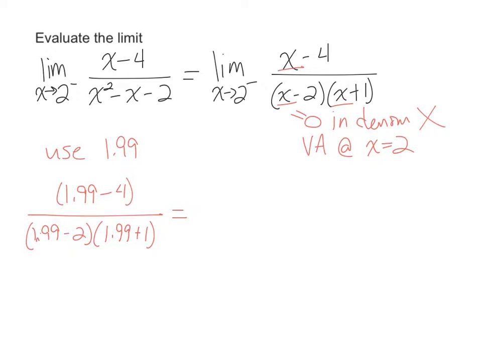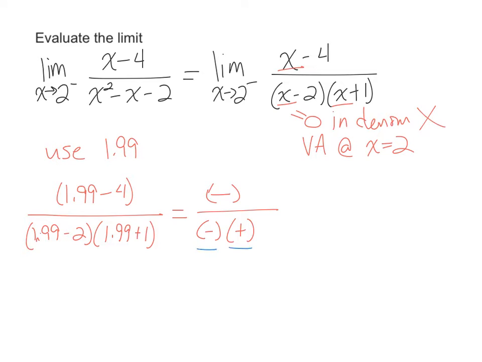So I know 1.99 minus 4 is negative in the numerator. I know 1.99 minus 2 is negative in the denominator, and 1.99 plus 1 is positive in the denominator. So in this fraction, I know that the top will be negative, the first term in the bottom will be negative, and the second term in the bottom will be positive. So if we simplified this thing down just by using signs, it would look like this.